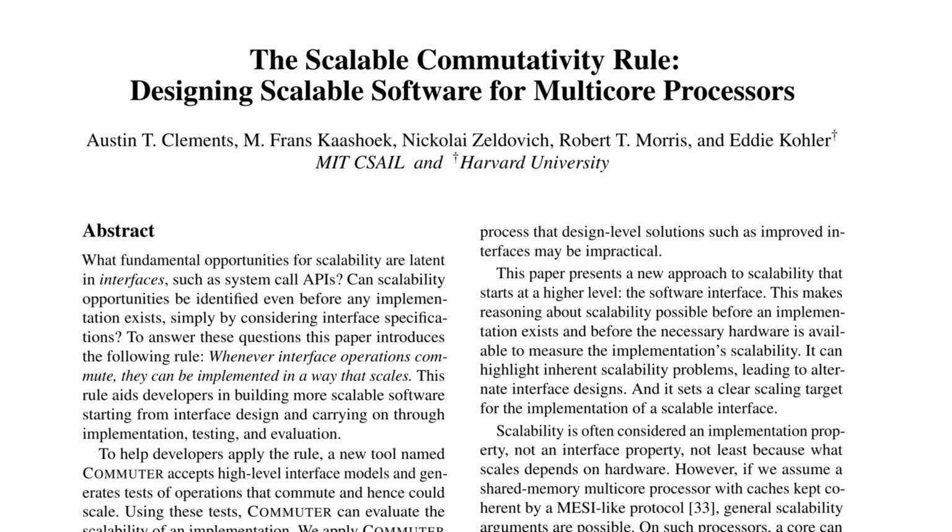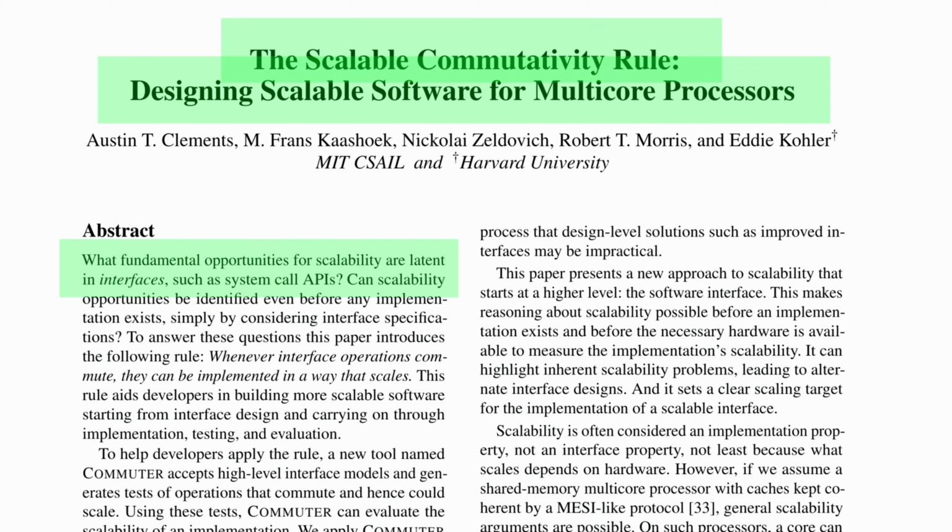Hi, folks, welcome back. Today, I want to take a look at a paper that asks the question: how can we design APIs such that programs that are built using those APIs scale well to multi core processors? And in asking that question, the authors propose a rule called the commutativity rule, which, if APIs follow, they will end up being scalable to multiple cores.